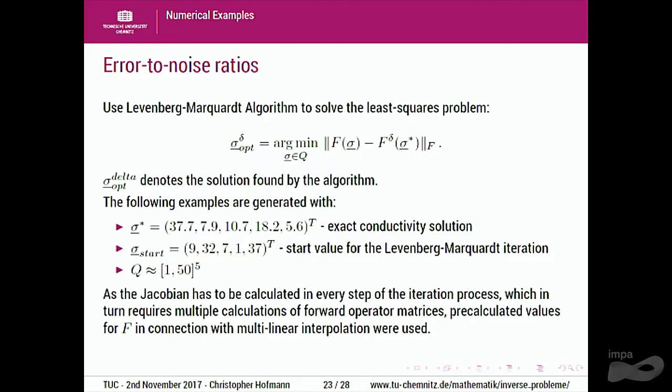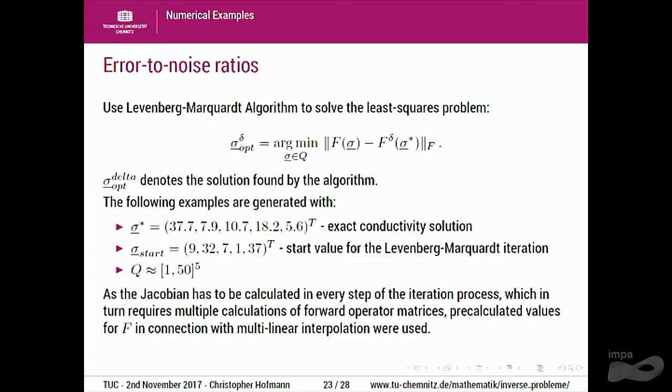Given we have not found any local minima so far, we used an algorithmic least squares approach. So we used the Levenberg-Marquardt algorithm to minimize this least squares problem for admissible solutions in Q. And this sigma delta opt denotes the found solutions. On the following slides, the examples are calculated with some sigma star here and some starting value. Obviously, we've done plenty of those, and this is just one example, one realization.